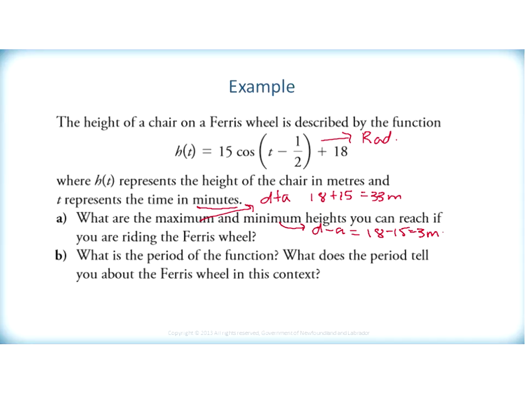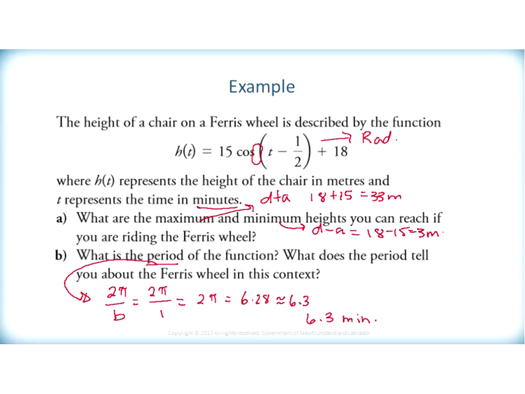What is the period of the function? And the period of the function will be, since we're in radians, we have 2 pi divided by b, and that will give us 2 pi divided by our b here is 1, which will give us 2 times pi, which is about 6.28 or approximately 6.3. So the period is 6.3 minutes.